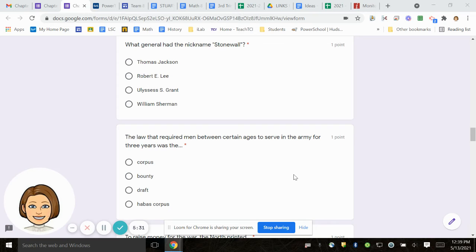Number 10. The law that required men between certain ages to serve in the Army for 3 years was the Corpus, Bounty, Draft, Habeas Corpus.